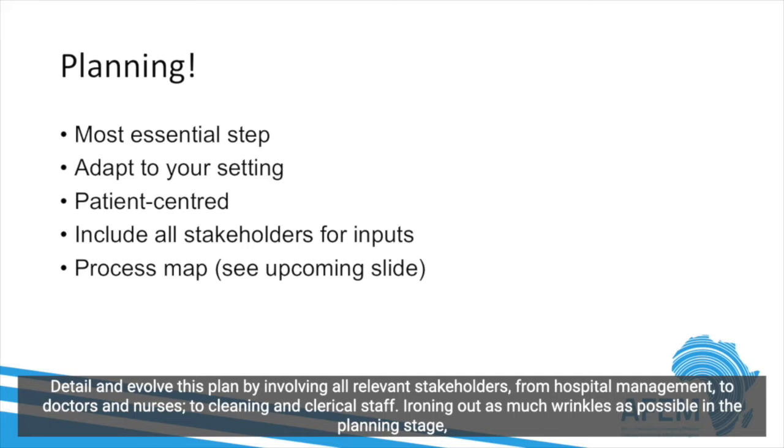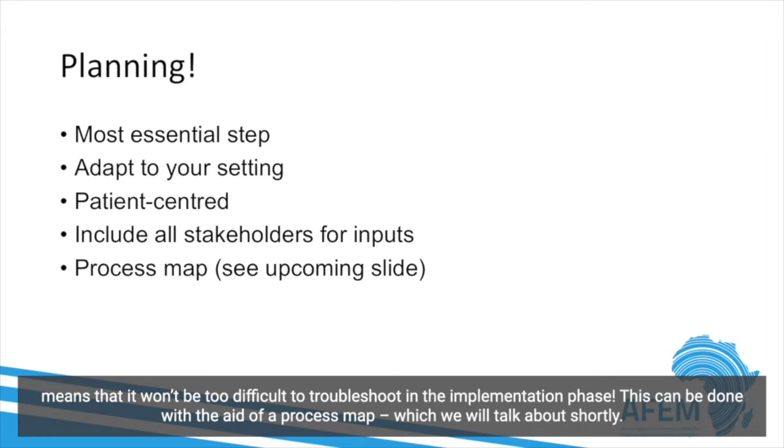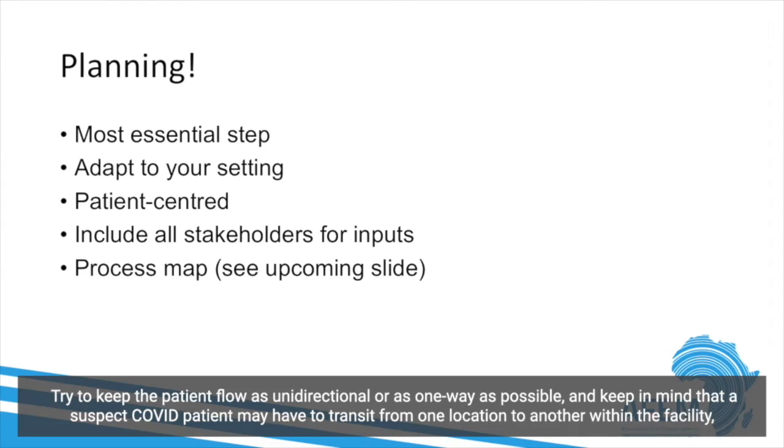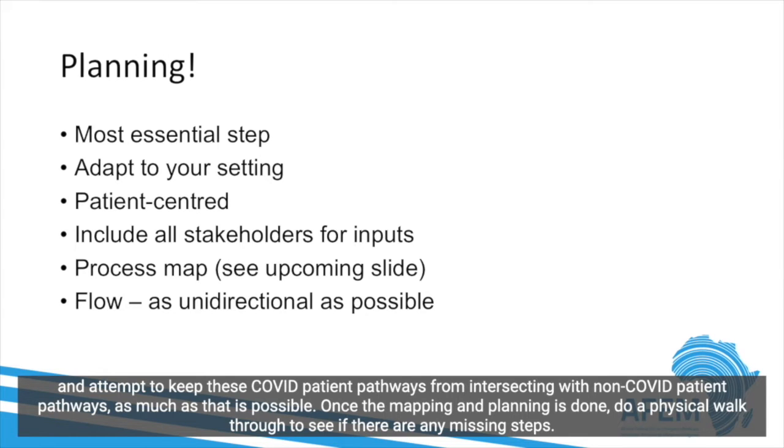Ironing out as many wrinkles as possible in the planning stage means that it won't be too difficult to troubleshoot in the implementation phase. This can be done with the aid of a process map, which we will talk about shortly. Try to keep the patient flow as unidirectional, or as one way, as possible, and keep in mind that a suspected COVID patient may have to transit from one location to another within the facility. Attempt to keep these COVID patient pathways from intersecting with the non-COVID patient pathways as much as possible.